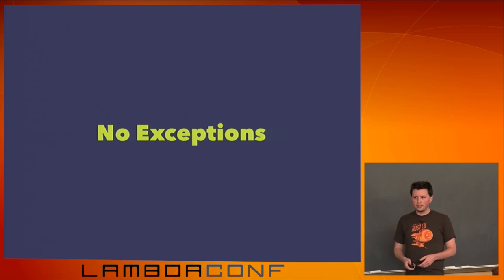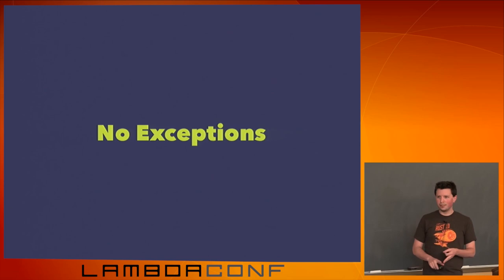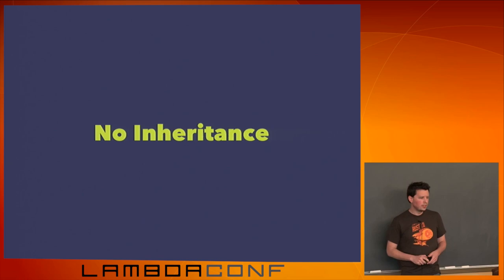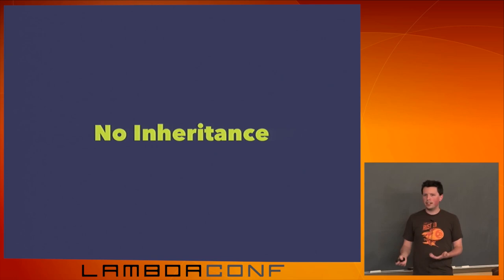There's no exceptions, because we, again, value predictability, and doing cross-platform exception unwinding with no runtime is apparently really difficult, especially when you're actually having to deal with interoperating with other languages. So instead, we have really composable error types and a lot of tools for doing that. There's no inheritance, because inheritance is, in general, a runtime concept. So instead, we're going to truly favor composition over inheritance and simply not have inheritance be available.